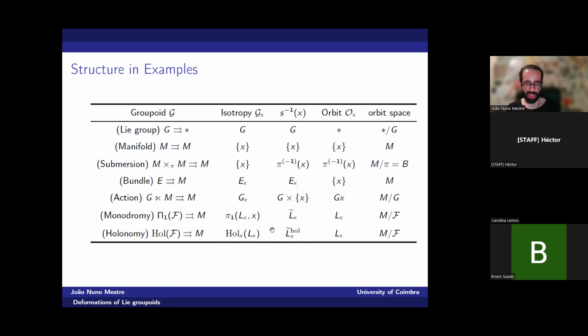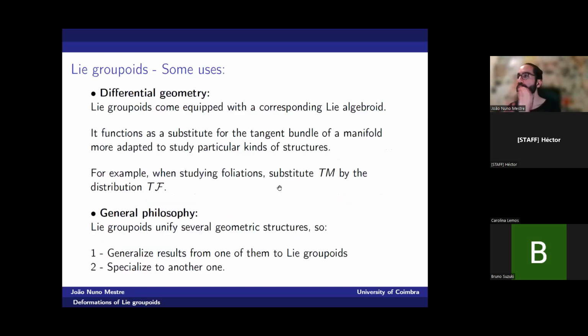Okay, so now I want to tell you a little how one would use a Lie groupoid, and then go towards deformations. There are many uses, not just in differential geometry, but I'm going to focus on this. In differential geometry, one of the main uses, as I mentioned before, is that they are used to integrate infinite dimensional objects, infinite dimensional Lie algebras. Lie groupoids come with a vector bundle, a Lie algebroid, that is their infinitesimal counterpart.